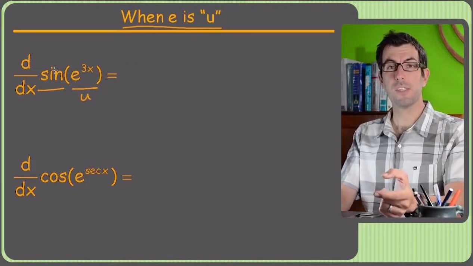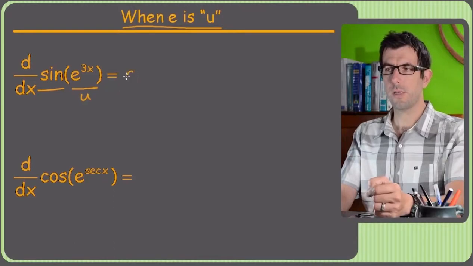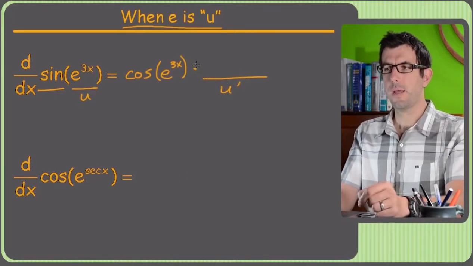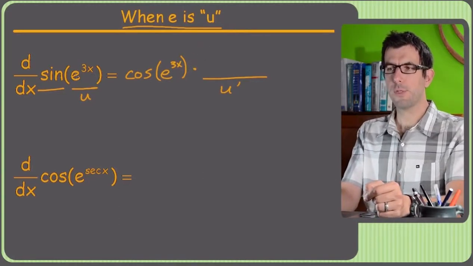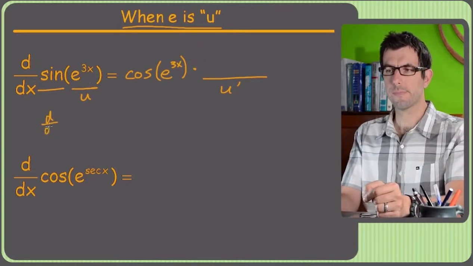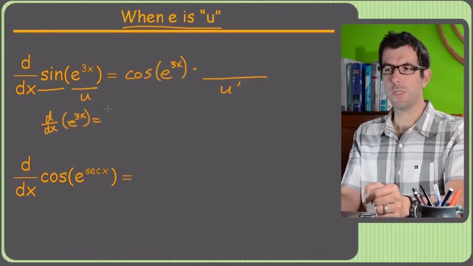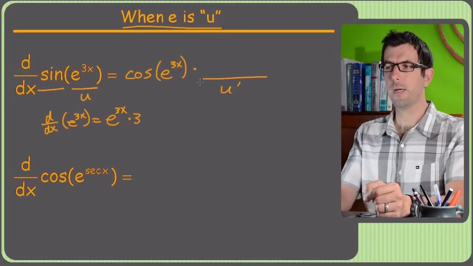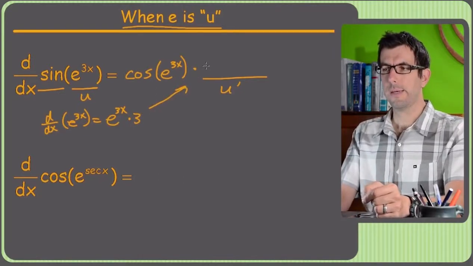So what's the derivative of sine of u? Well, it's cosine of that same u, right? So it's cosine of e to the 3x. Then I'm going to multiply it by u prime. But what is u prime? Well, it's the derivative of e to 3x, which is e to 3x times the derivative of the exponent. So that's just 3. All right, so this is what goes up here. So we get 3 times e to 3x.